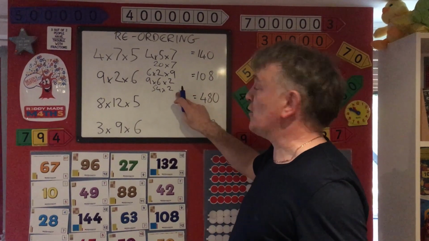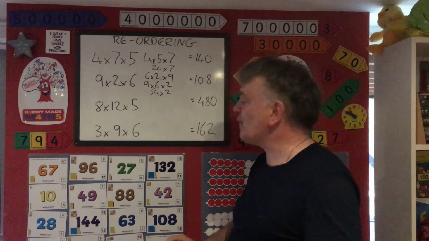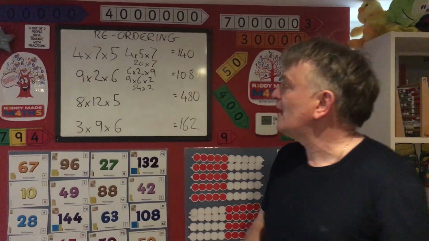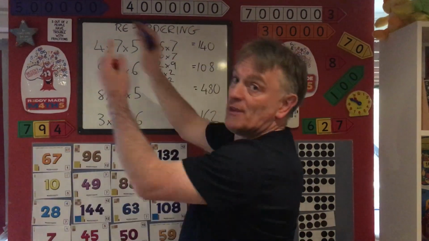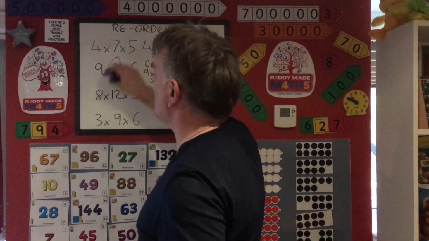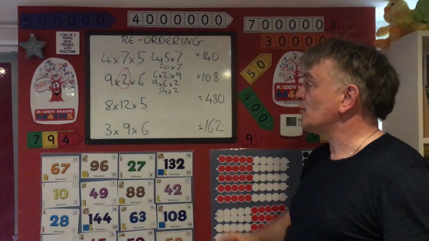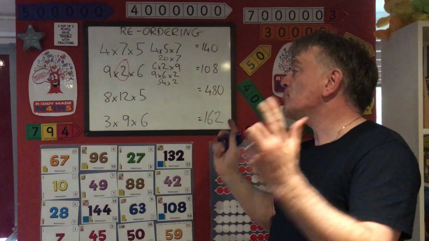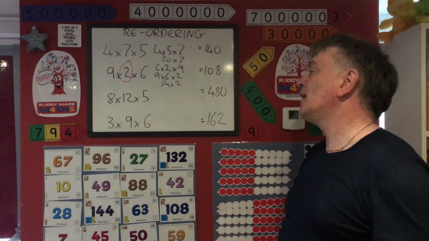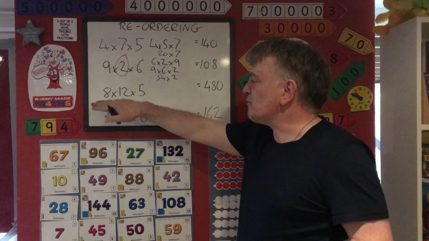And 54 times 2 is 108. What I often find doing this particular strategy, if you've got a 5, put it with an even number. If you've got a 2, leave it till the end, because then you can just double whatever number you've come up with. So whatever those other two numbers happen to be, multiply them together and then just double up at the end.